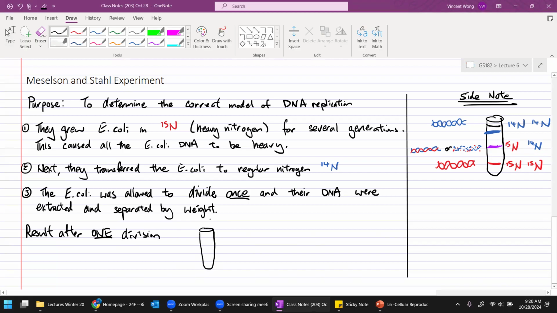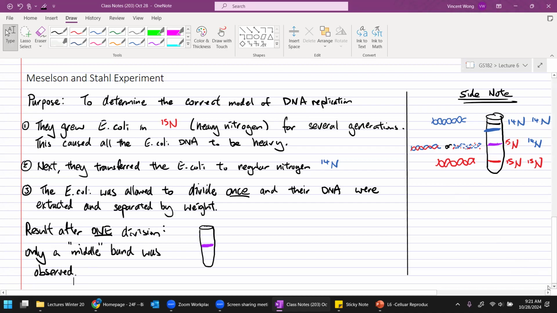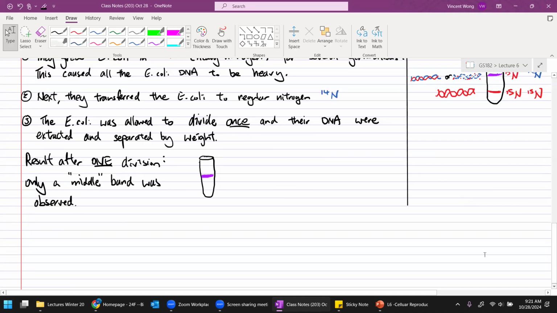Okay, so I'm going to show you the result of their experiment after one division. Only a middle band was observed.